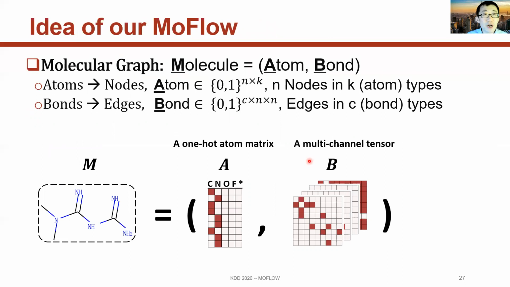So here is the idea of our MoFlow to generate molecular graphs. A molecular graph consists of atoms and bonds. Atoms are nodes with multiple types, for example, carbon, nitrogen, and oxygen, and so on. So we can encode atoms as a one-hot atom matrix. Bonds are edges with multiple types, for example, single, double, and triple edges. We encode bonds as a multi-channel tensor, similar to an image.